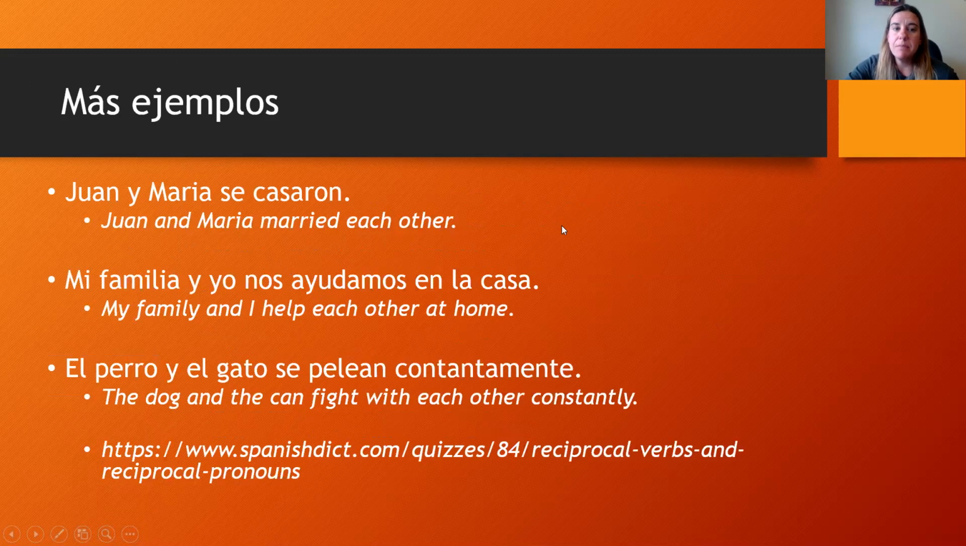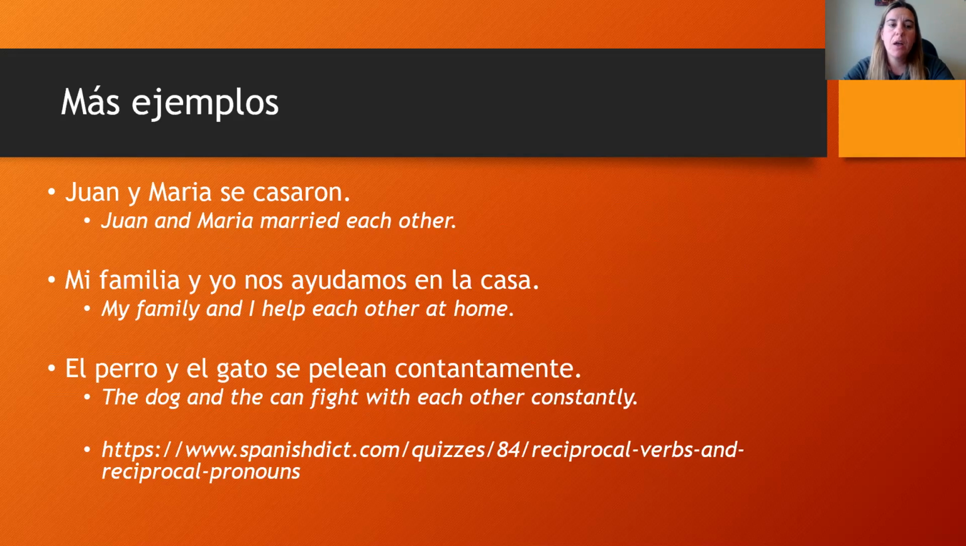Here, más ejemplos, a few more examples. Juan y María se casaron. This sentence switched tenses on us. This is in the past tense, but they still married one another. They still got married to each other. So instead of saying Juan y María se casan, they are marrying each other right now, Juan y María se casaron. They got married to each other, or they married one another.